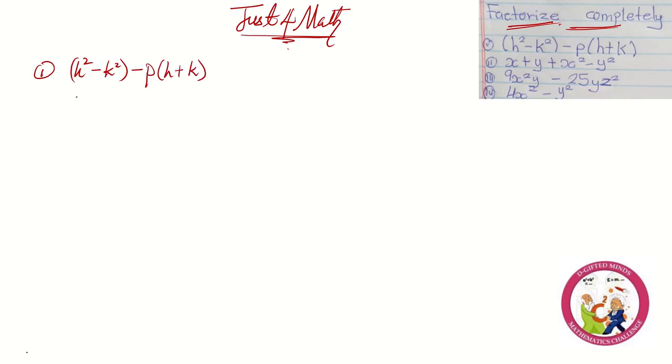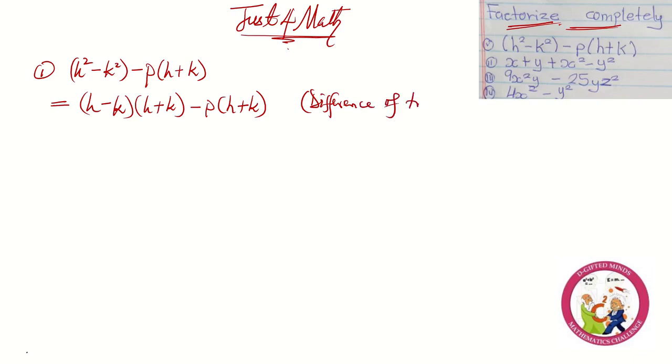Okay, to factorize this means to represent the expression as a product of its factors. Now, h squared minus k squared is a difference of two squares expression that can be written as h minus k times h plus k, right? And we have minus p into brackets h plus k. So this is by the property of difference of two squares.